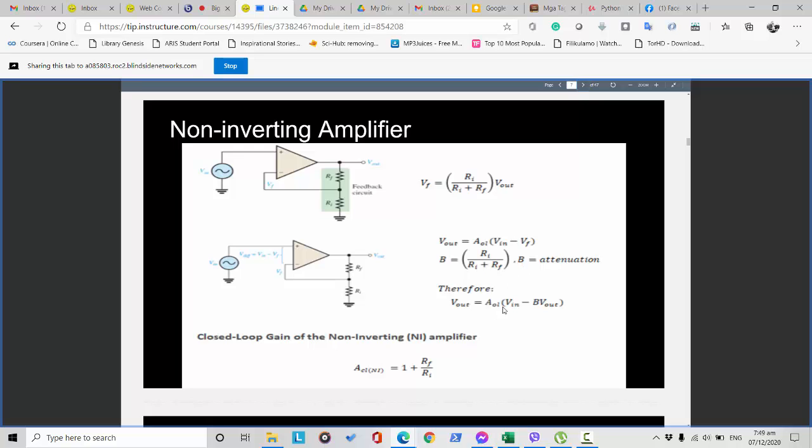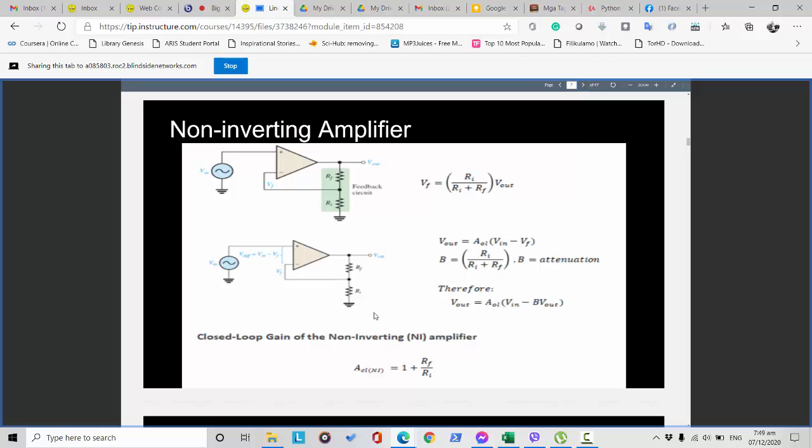Okay, so therefore the general formula for the output voltage will be the following. The open loop gain is multiplied by the difference of the product of the output voltage multiplied by the attenuation, subtracted from the input voltage.